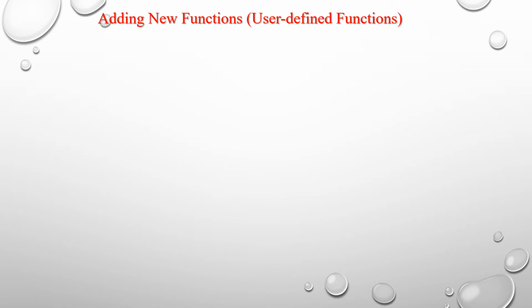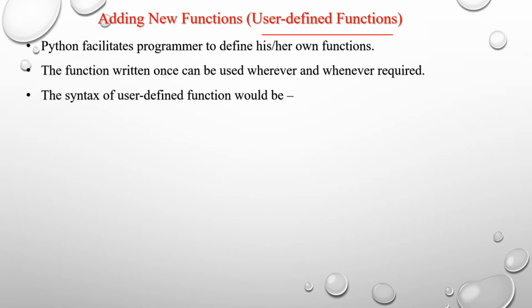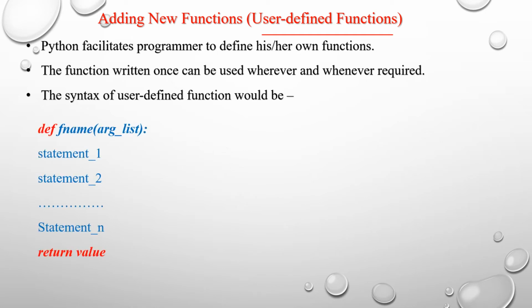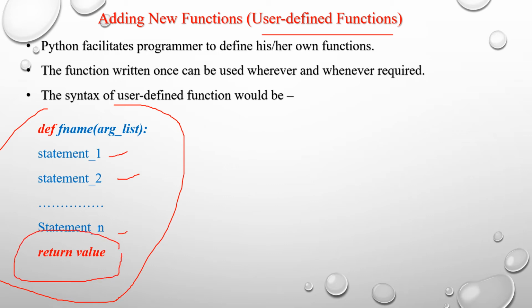We know that functions are mainly classified into two types. The first one is built-in function and the second is user-defined function. Now we will look into user-defined functions. Python facilitates the programmer to define his or her own functions. The function written once can be used whenever required. This is the syntax: def, function name and argument list, these are the statements, and this is the return value.